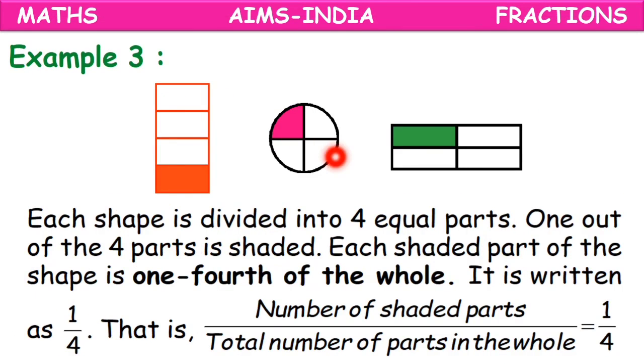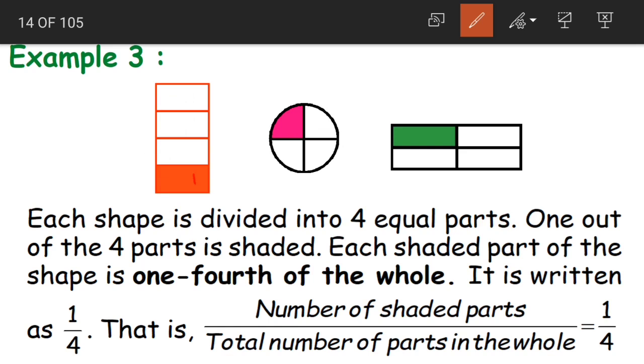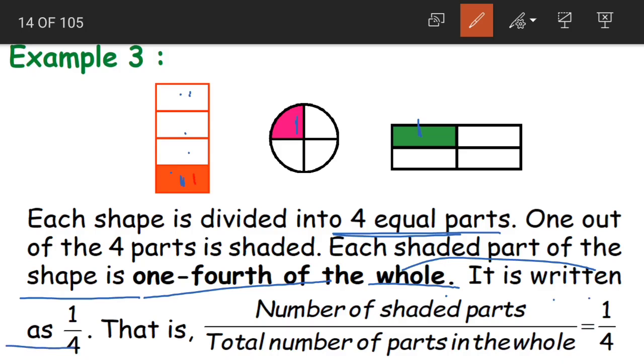Now if you look at example 3, each shape is divided into 4 equal parts. 1 out of the 4 parts is shaded. See, each shape is divided into 1, 2, 3 and 4 parts. And how many parts are shaded? Only one part is shaded. The whole is divided into 4 equal parts, yes or no? So each shaded part of the shape is 1/4 of the whole. It is written as 1/4.